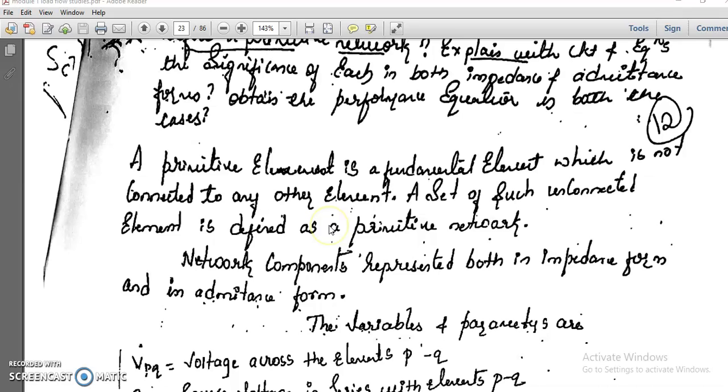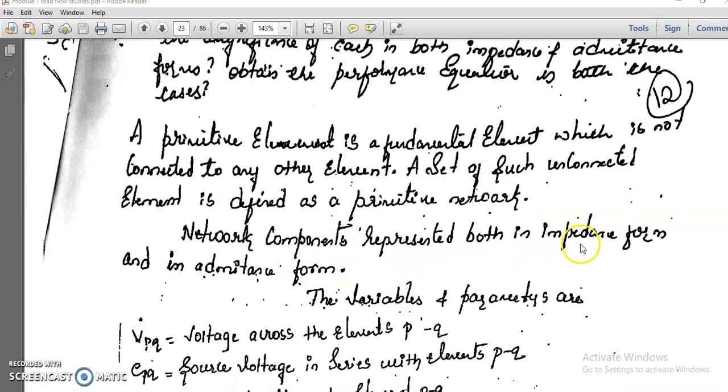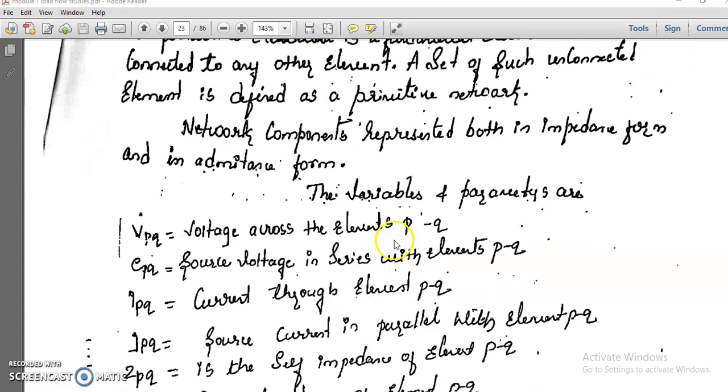For example, if you form a Y bus, in that Y11, Y12, whatever will be there, these are all individual elements we are forming here. So individual elements are nothing but primitive elements. It is a fundamental element which is not connected to any other element. A set of such unconnected elements is defined as a primitive network, and the network components are represented in both impedance and admittance form.